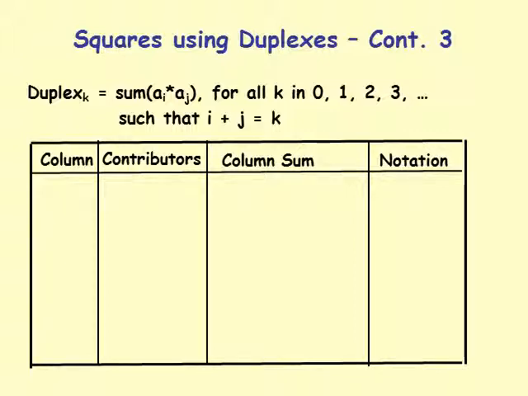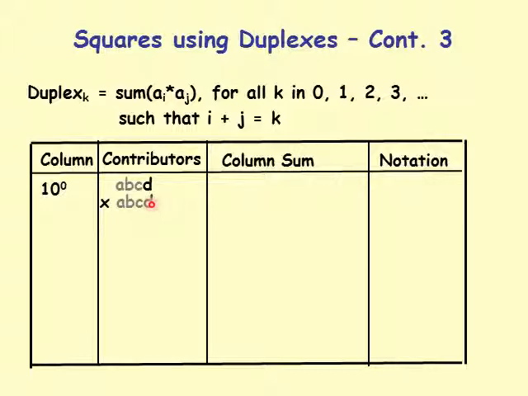Here I'm going to start working on an example and see how we compute duplexes. In the units column, which is 10 to the power 0, the power of 10 is 0. And the contributors are, in the example here, ABCD times ABCD. So with these 4-digit numbers, the only digits that can contribute to this column are D and D, one column on the right. So we will multiply D by D, and that's the only product we have.